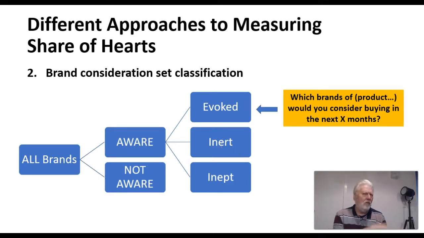So we've heard of that brand, but we don't know much about it. We're fairly indifferent towards it. And inept is a brand that is negative. We've either heard about bad things or we've had a prior experience and we weren't happy, dissatisfied, and we would never buy that brand. So the question then becomes to the consumer, which brands or what a product category it is, fast foods, etc., would you consider buying in the next month? So it's a future direction.